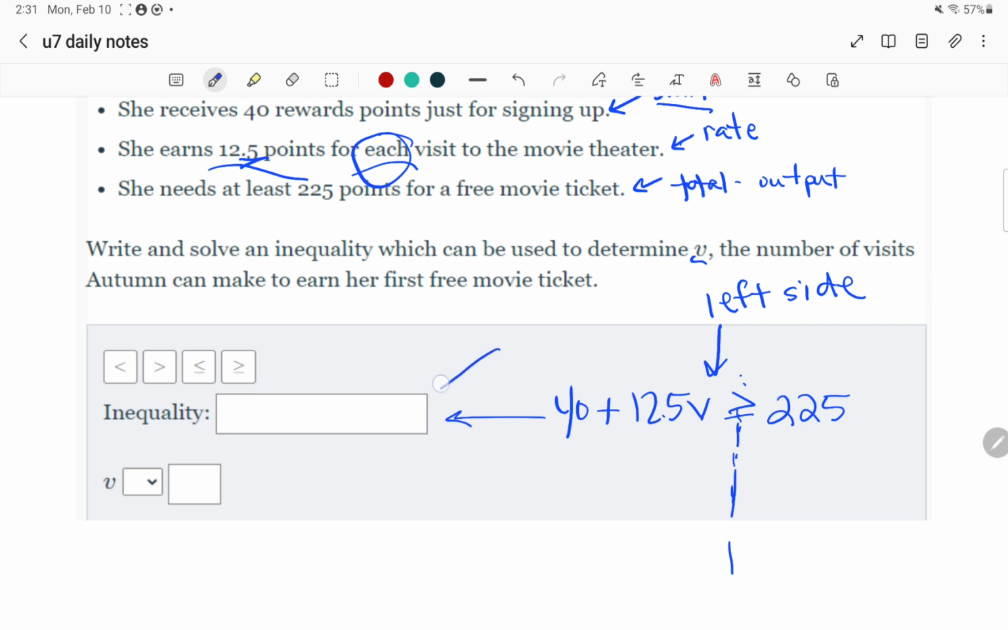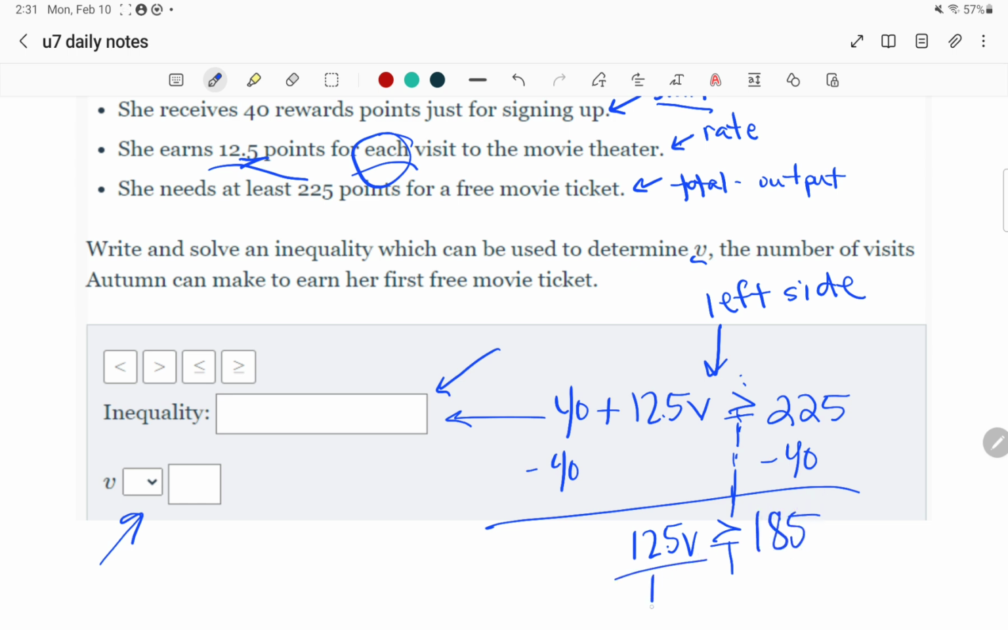Delta Math is going to want the inequality before you've solved it, and then the inequality after you've solved it. So we have it written out. Let's solve for it now. I'm going to subtract 40 on both sides. I get 12.5V is greater than or equal to 185. I'm going to divide 12.5 on both sides, and I get V is greater than or equal to 14.8.